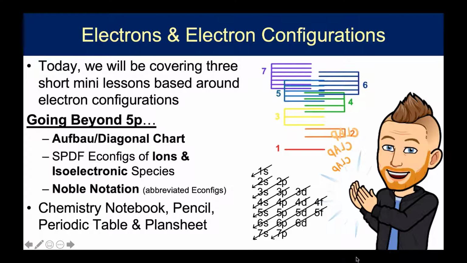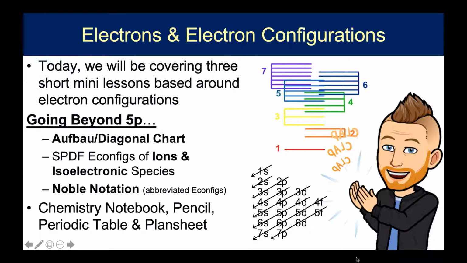We are going to go beyond 5p and present to you the Aufbau diagram, which is otherwise known as the diagonal chart, SPDF electron configurations of ions, and introduce to you the concept of isoelectronic species, and teach you how to write noble notation, which is also known as abbreviated electron configurations.